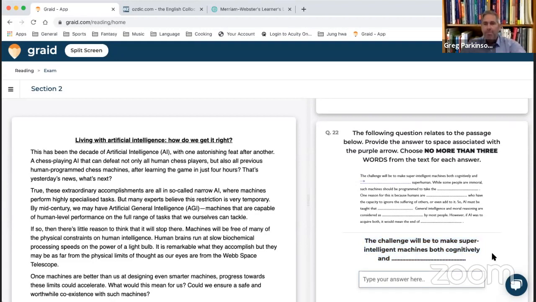What you need to do is pick 1 or 2 words that you think might be easy to scan for in the reading. So in this case, I think I'm going to be scanning for super intelligent machines, right? So at home, I want you to try scan for the same words or anything which is similar. Synonyms are a big part of the IELTS test. You might find a synonym for super intelligent machines.